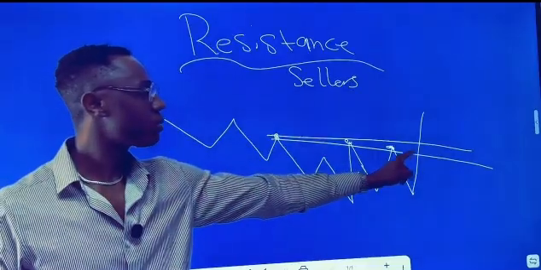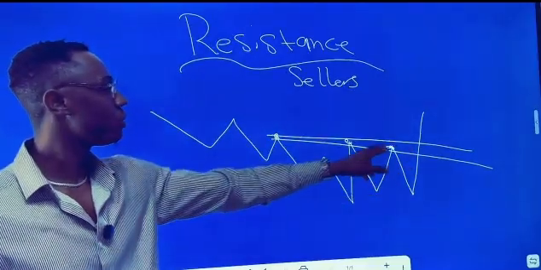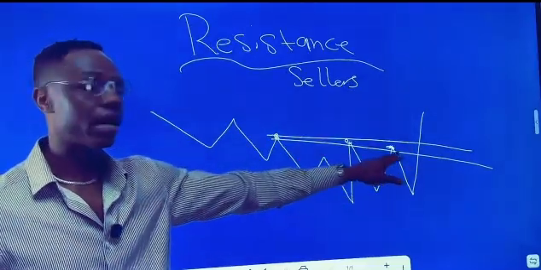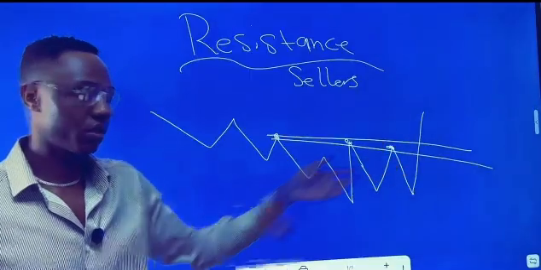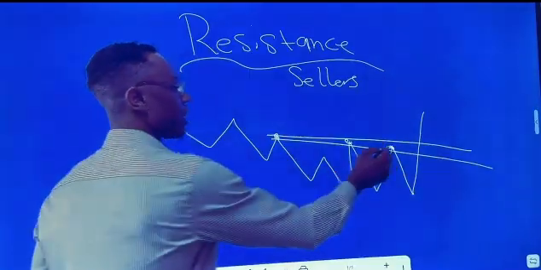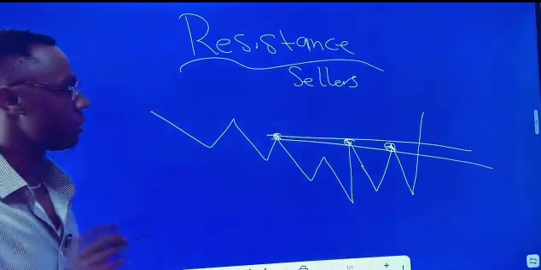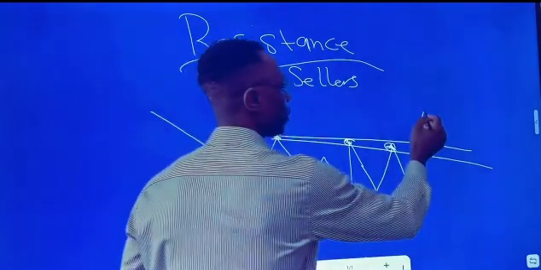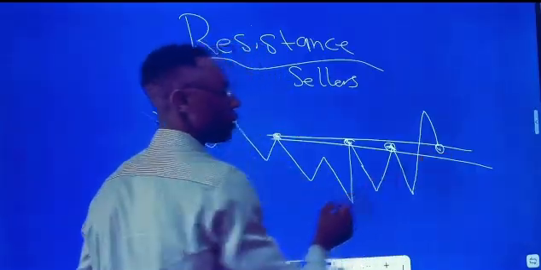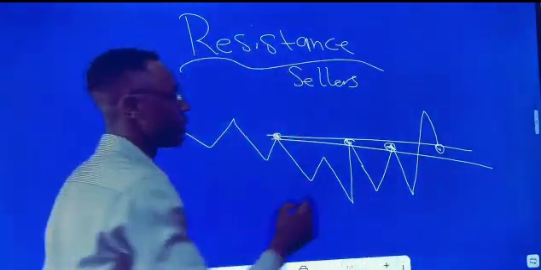Once this zone is broken by the price, it is no longer a resistance, it turns into a support. This zone turns into a support, and it has a higher probability of pushing the price back when the price gets to the zone.